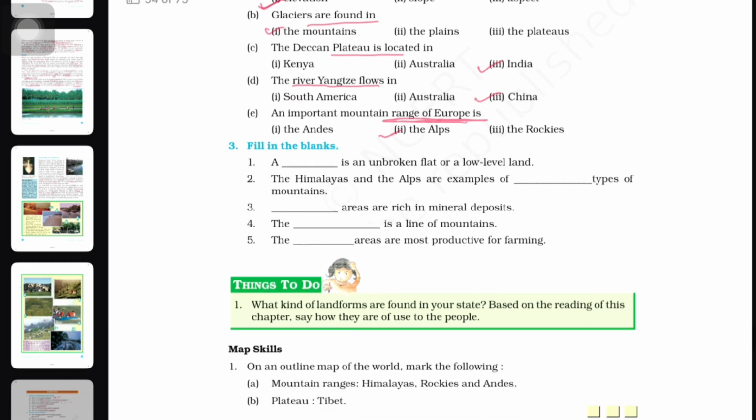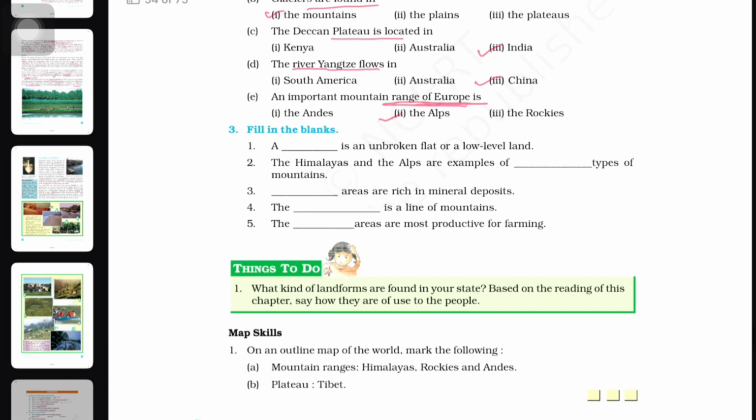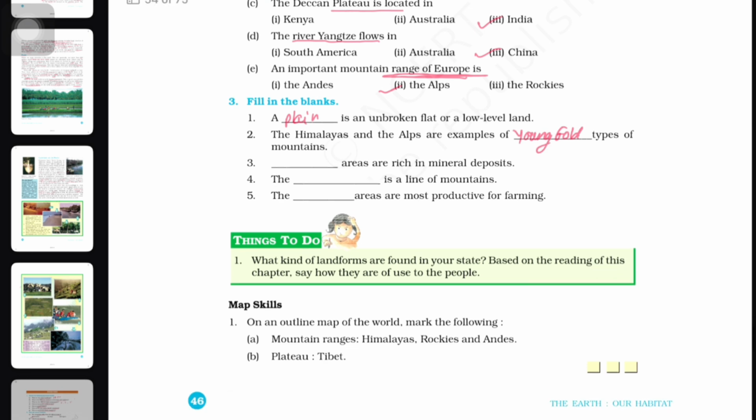Okay. Third one is filling the blanks. A dash is an unbroken flat or low-level land. It is a plain. Second one, the Himalayas and the Alps are examples of dash type of mountains. They are basically young fold mountains. Okay. Next one is dash areas are rich in mineral deposits, the plateaus. The dash is a line of mountains, the ranges. Okay. So next one, the dash areas are most productive for farming. It is our plain. So yeah, this was all about the chapter.